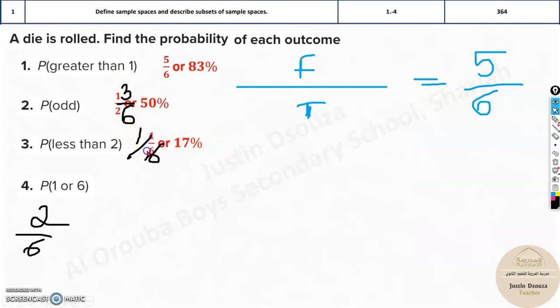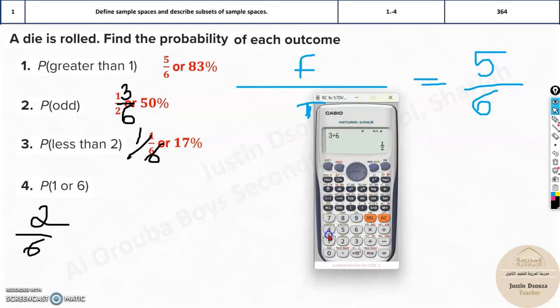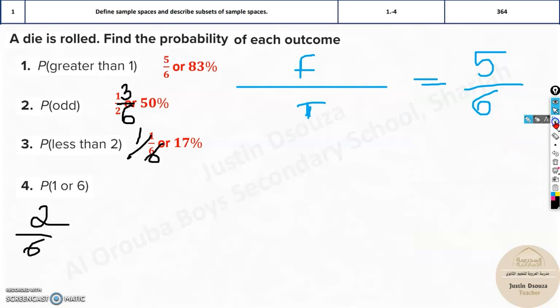1 by 6 or 17%, you can just put in the calculator. Or if you can just do this, say 1 divided by 6 and press this SD, you will get 0.1667. What you can do is you can just move this by 2 digits. It's 16.7% or 17%.